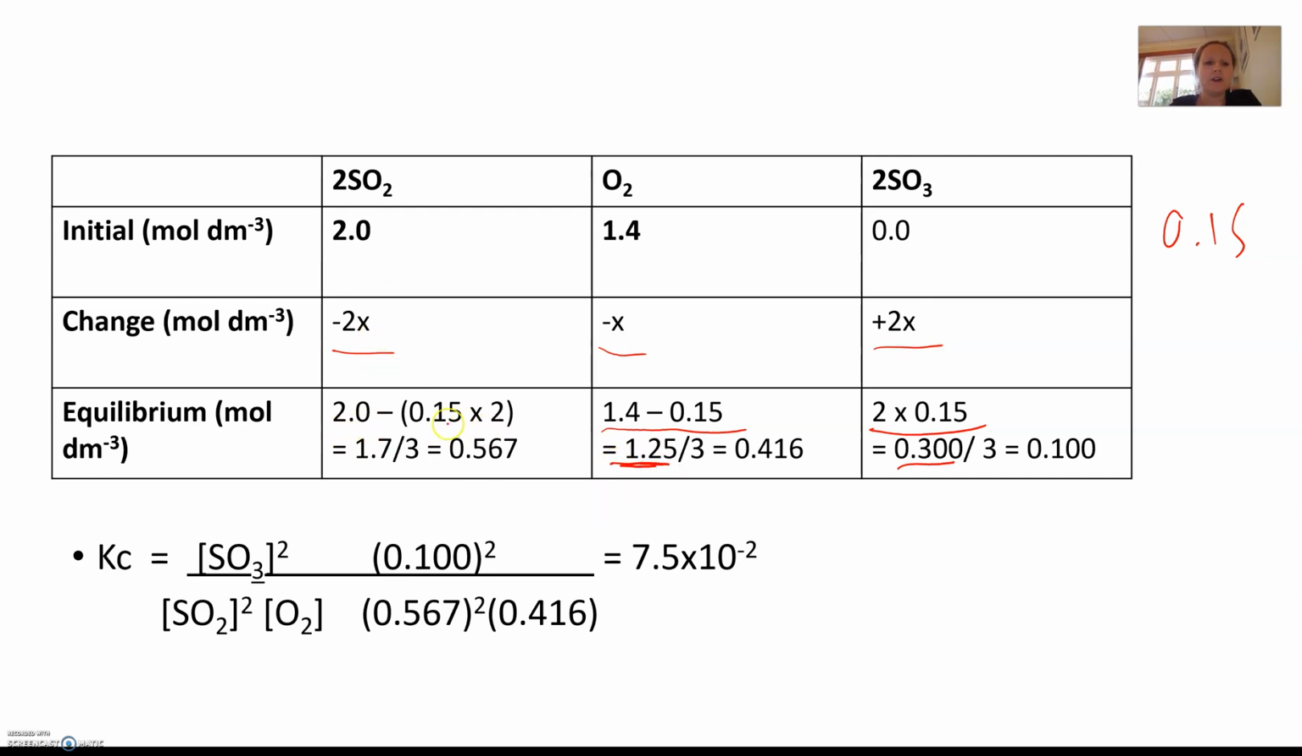And then here it's minus 2x, so 2 minus 0.3 gives you 1.7. And then to all of those values, because the container said a 3 decimeter container, you need to divide by 3 to get these values. Then what you can do is do your Kc, plug it all in, and there's your Kc value, and it's quite small, which means more reactants than products.